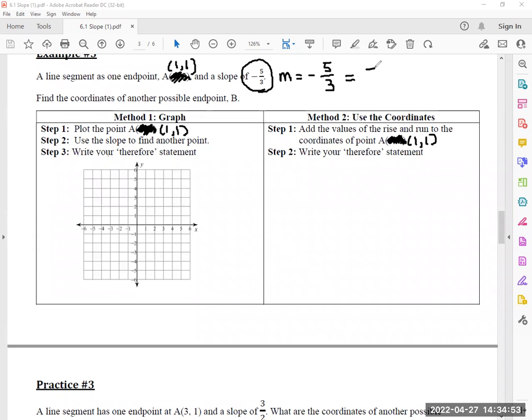The answer is either is okay. If you set the rise to a -5, that means my run is a positive 3. This is also equal to a positive rise with a negative run. And let me show you why that makes sense. Please find the point 1, 1 and draw a little circle.